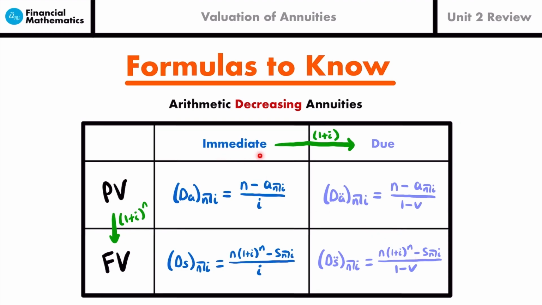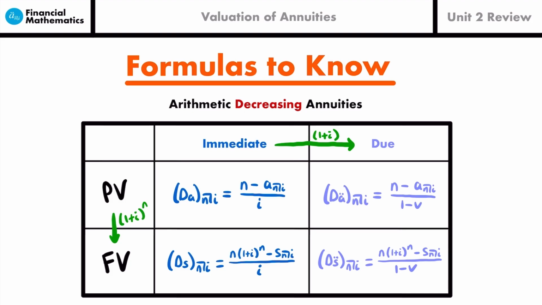Okay, and you can always go from the immediate formulas to the due formulas by multiplying by 1 plus i, and you can go from a present value formula to a future value formula by multiplying by 1 plus i to the power of n. And so that's it for the formulas for arithmetic decreasing annuities.